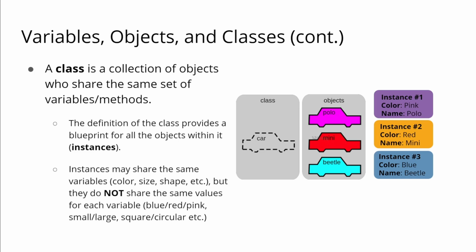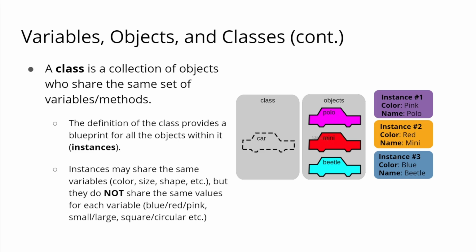The next thing is classes. A class is a collection of objects that share the same set of variables or methods. The definition of the class provides a blueprint for all the objects within it. We can call these instances. Instances may share the same variables, but they do not share the same values for each variable.